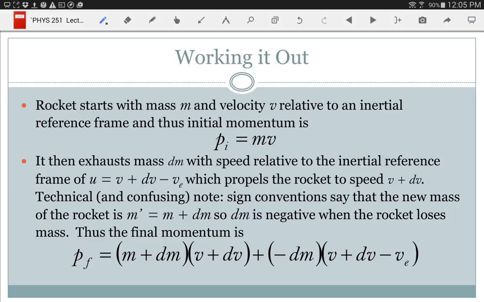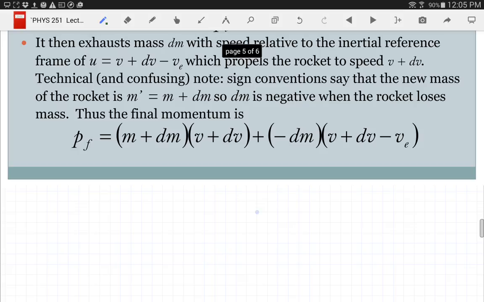So if there's no gravity, we have this rocket that is traveling with an initial momentum of the mass of the rocket times velocity. But then the rocket kicks out some fuel. So my simplified picture, here's the rocket.